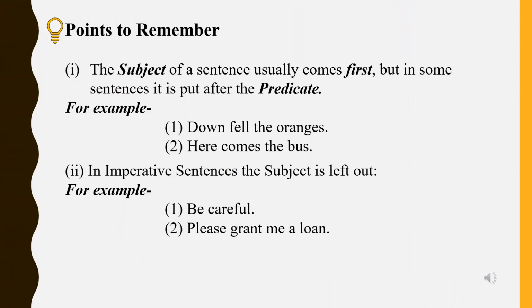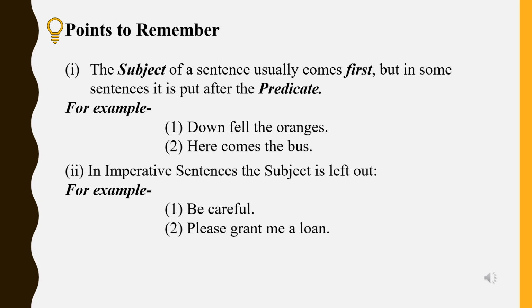Now we shall see the points we have to remember while we are doing subject and predicate. Point number 1. The subject of a sentence usually comes first, but in some sentences it is put after the predicate. In most cases, children, the subject comes first, but there are exceptions where the subject comes after the predicate.